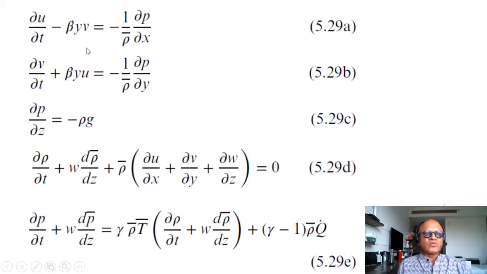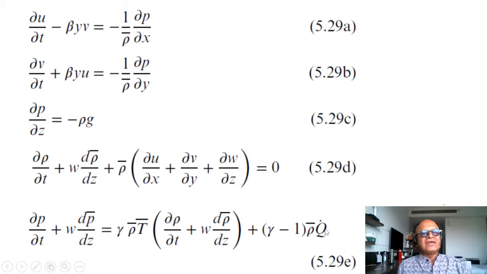of z as well. So you now write your perturbation momentum equations in the x and y directions, dp dx, dp dy, of course, and the Coriolis terms with the inertial terms. Here is our perturbation hydrostatic relation. This is our continuity equation, and this is our energy equation, where this is the forcing term, right?